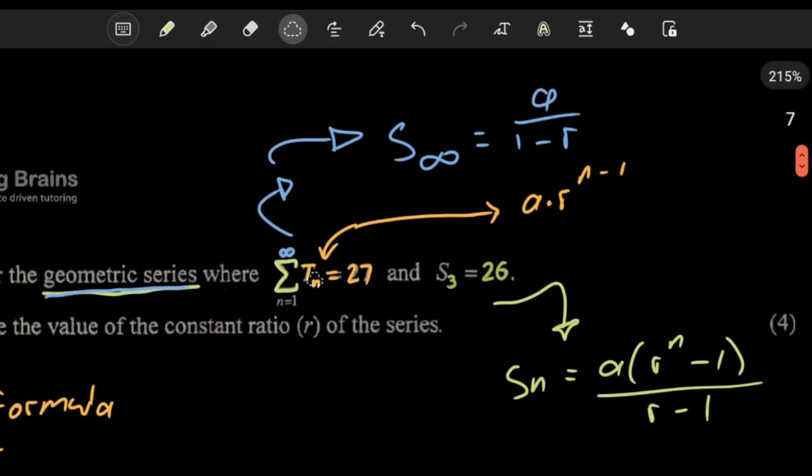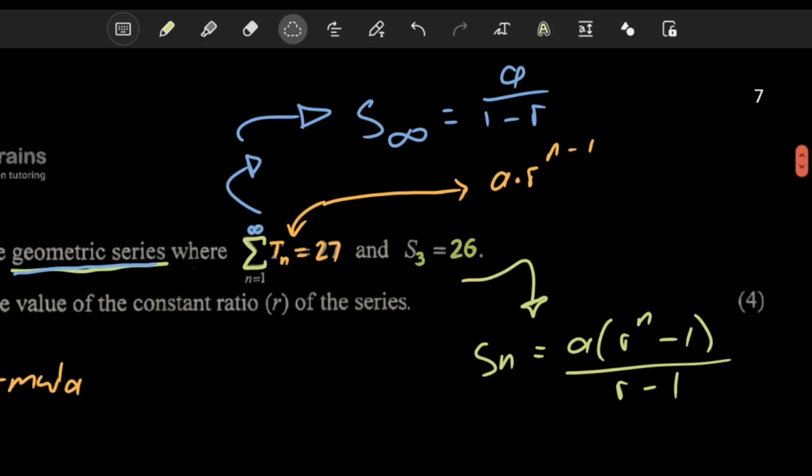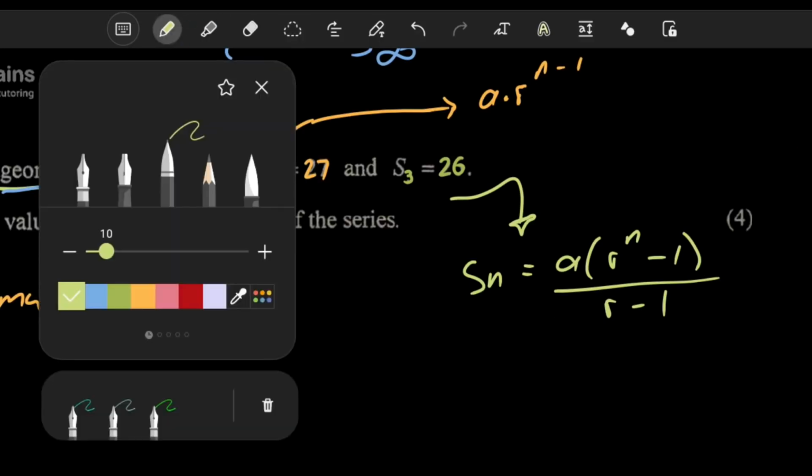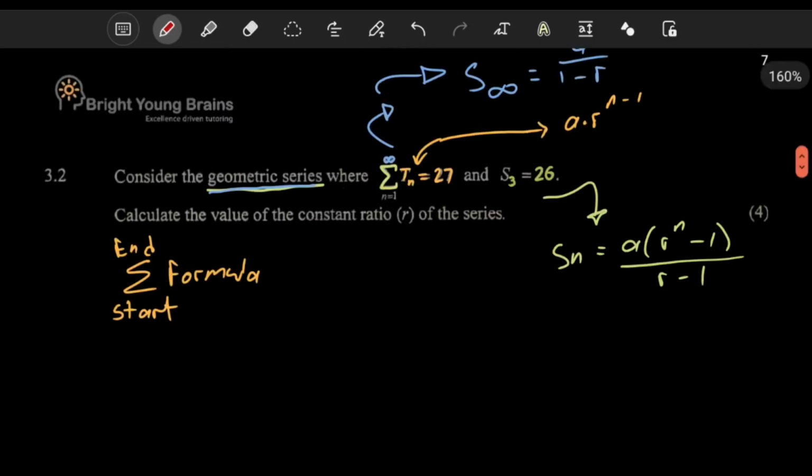Secondly, it's a geometric sequence, so we know that whatever this Tn is, it's just representing that. And then here they say the sum of the first three terms is 26, so your sum of the first three terms will be given by this formula in particular. Okay, so for 4 marks, they said we should get R.